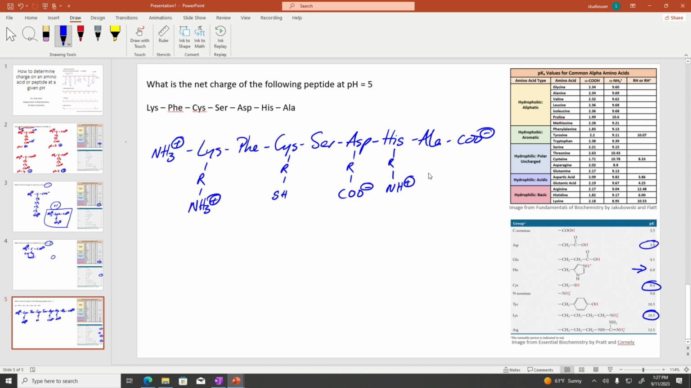And now that we have this drawn out, we can simply add up the charges, okay? So we've got plus, plus, minus, minus, and then 1 plus here. So you've got 3 pluses and 2 minuses. So your overall charge is going to be +1. Okay? And that is that.